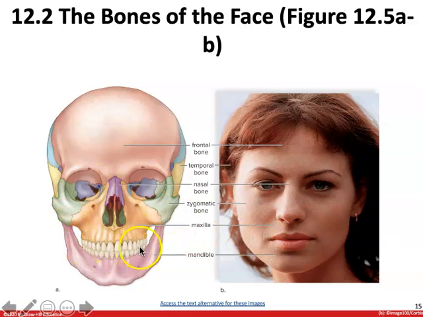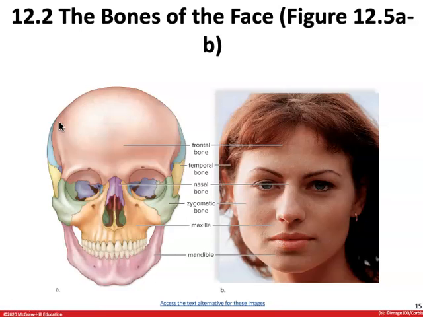So here we have our facial bones. We have the mandible and the maxilla, zygomatic, and nasal bones. The mandible is going to be the only movable bone in the skull. All the other bones in the skull are immovable. They have immovable joints between the various bones.